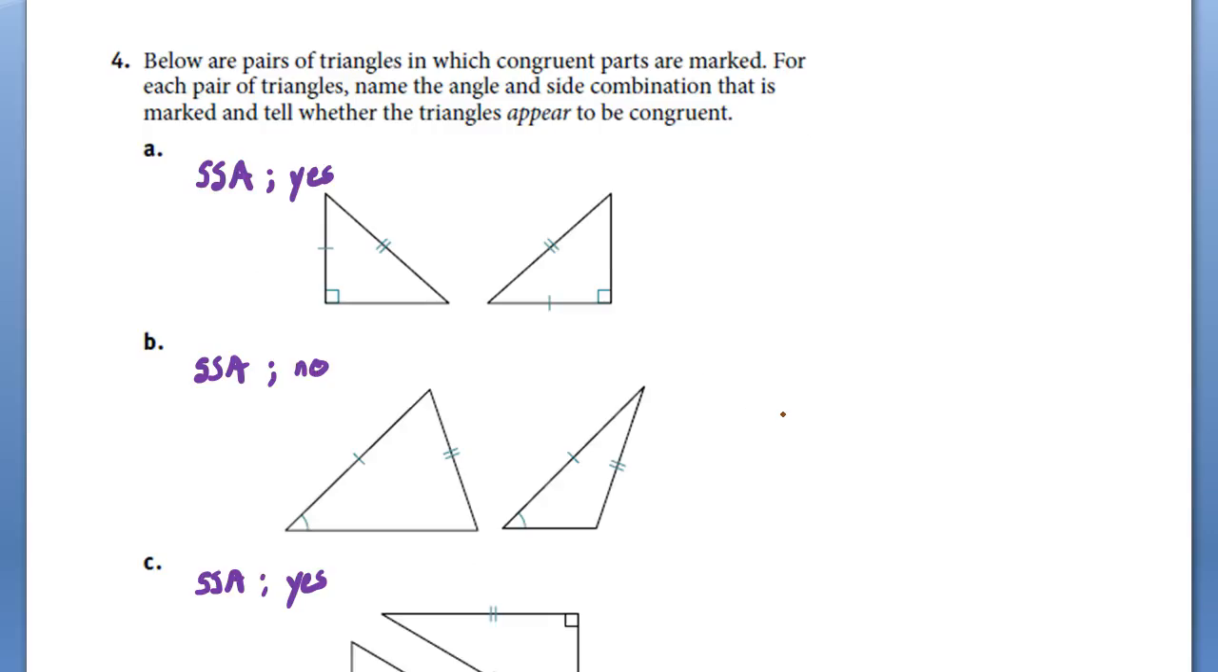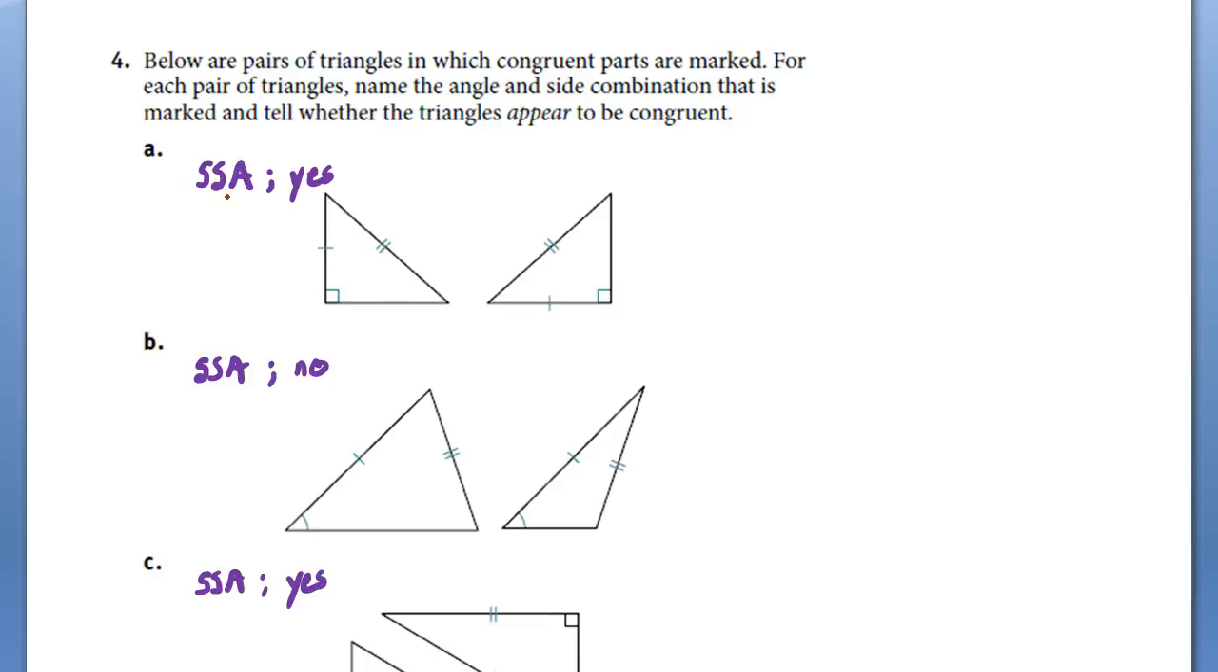Number 4, below are pairs of triangles in which congruent parts are marked. For each pair of triangles, name the angle and side combination that is marked and tell whether the triangles appear to be congruent. So here we have a side with a mark, a side with a mark, and an angle. And I notice that the angle is not the one that's included between the sides. And so this was that side side angle situation of a couple lessons ago.